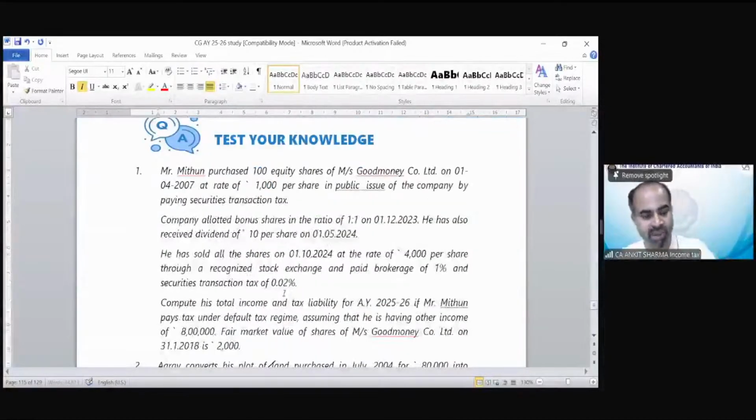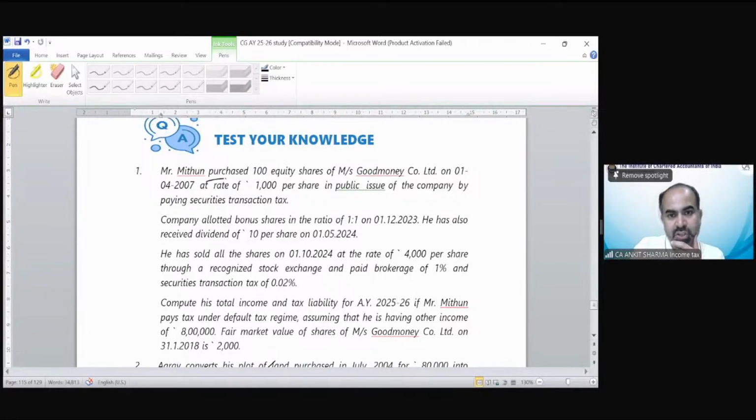So the question is here, and the question says, Mr. Mithun purchased 100 equity shares of Messrs. Good Money Company Limited on 1st April 2007. So whatever we have purchased, 100 equity shares. And the date is very relevant. In this year, this is your previous year 24-25. For this year, the date of capital gain is very, very important, utmost important.